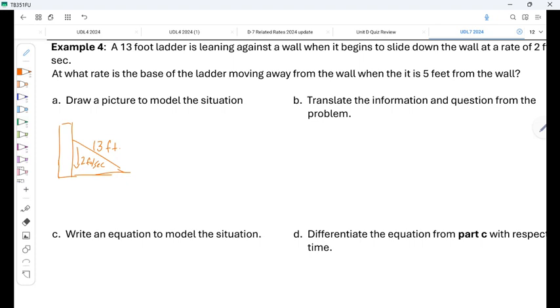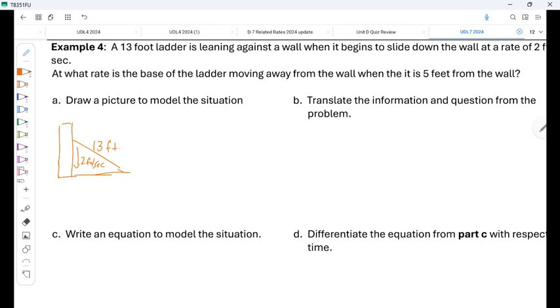Thank you. Sometimes it's nice and it works this way. At what rate is the base of the ladder moving away from the wall when it is 5 feet from the wall? That's one more number we have to use, but is that 5 feet staying the same or is that going to change? That is going to change, yeah. So I'm not going to label anything on my picture with 5 feet. Okay. So here's our picture.